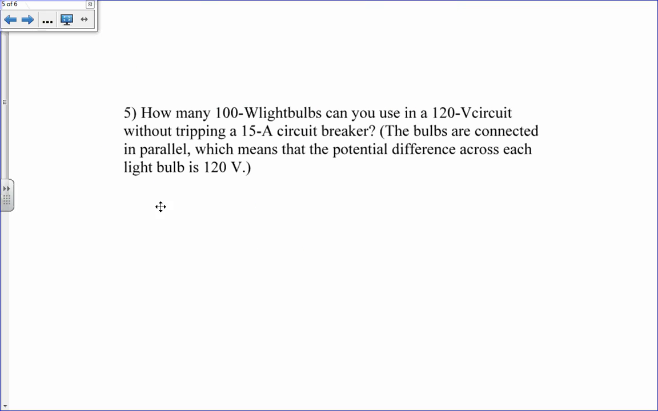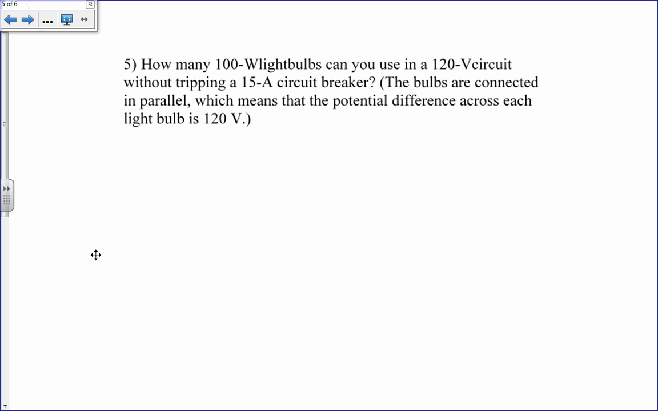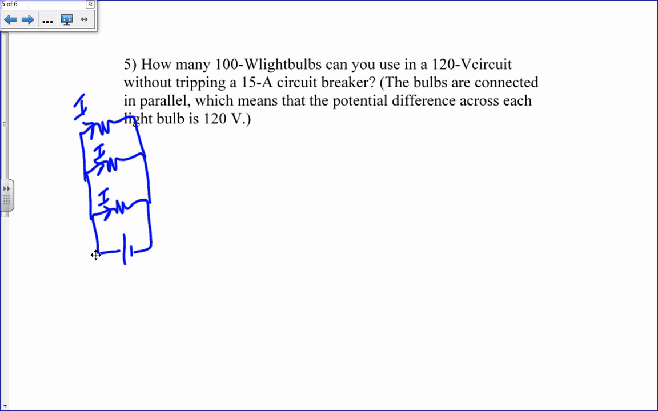All right, how many 100-watt light bulbs can you use in a 120-volt circuit without tripping a 15-amp circuit breaker? All right, and they're connected in parallel. That means that I have these light bulbs connected in parallel. So each one has a certain current, and all of that current adds up. We'll see more of this in the next chapter. When they're in parallel, the currents add up.